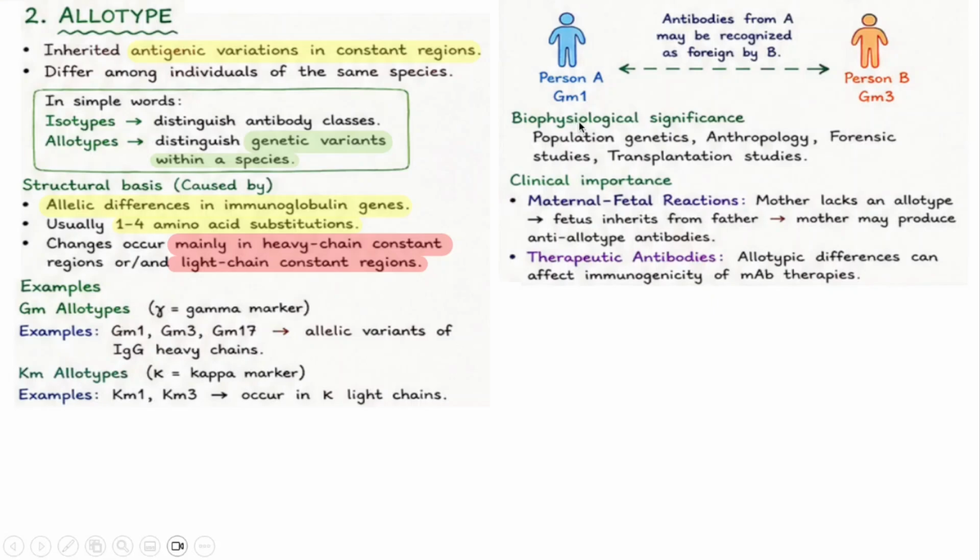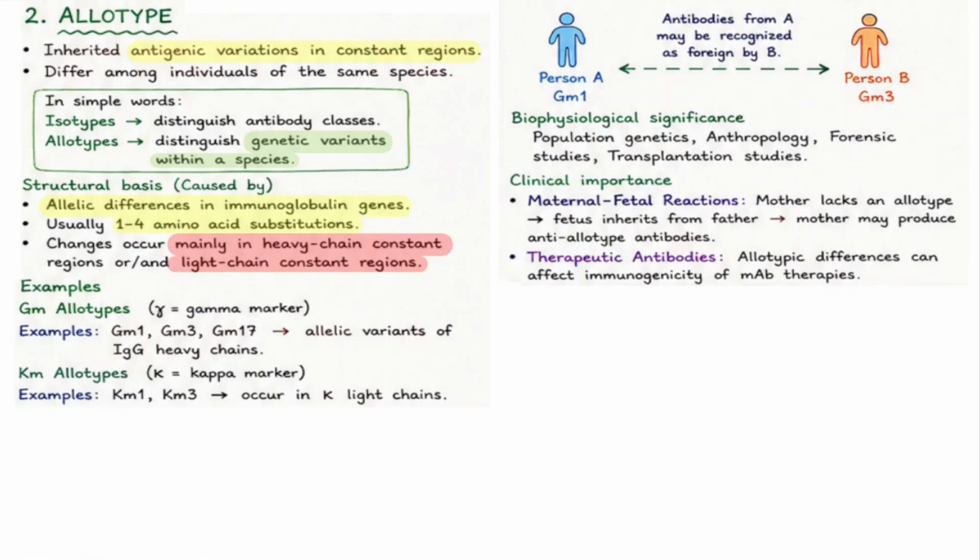Now suppose there are 2 persons and we are taking the same antibody, which is gamma IgG. Person A and person B can have the antibody directed against the same pathogen, but it may have some variations in their allelic sequences. For example, person A has GM1 allotype while person B has GM3 allotype, whereas there may be some person C who has the GM17 allotype. Suppose these IgGs are directed against the same pathogen, but what happens if we isolate this IgG from person A and we inject this IgG into person B? Will there be any immune response?